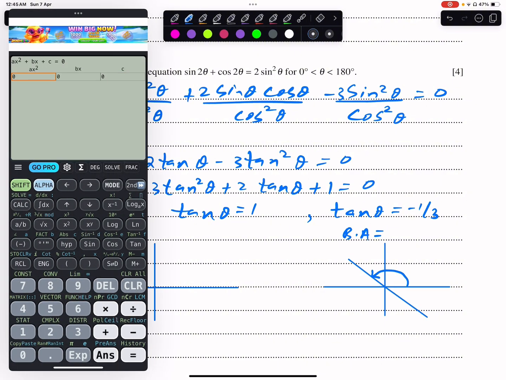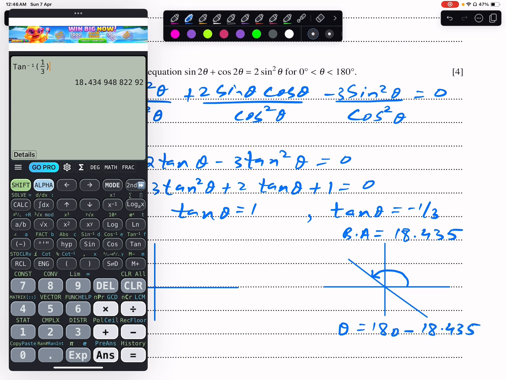In order to calculate the basic angle, you will first of all put your calculator in degree and then take tan inverse of, you will not put negative 1 over 3, you will just put 1 over 3. In order to find the basic angle, you will ignore the signs. So the basic angle is 18.435, let's say. And your required answer is 180 minus 18.435. This is your required angle. Okay, so 180 minus basic angle.